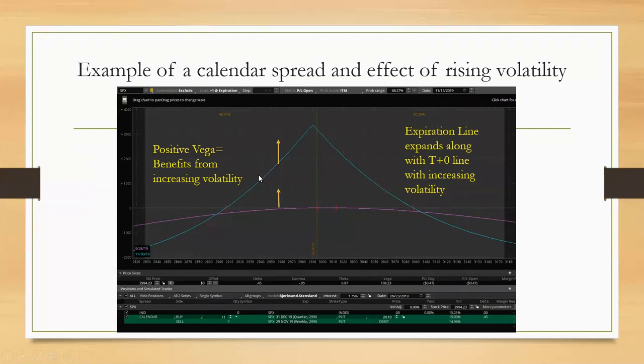It's positive vega. It benefits from increasing volatility. And so as volatility increases, it tends to lift the T+0 line. Something unique to calendar spreads is it lifts the expiration graph as well.